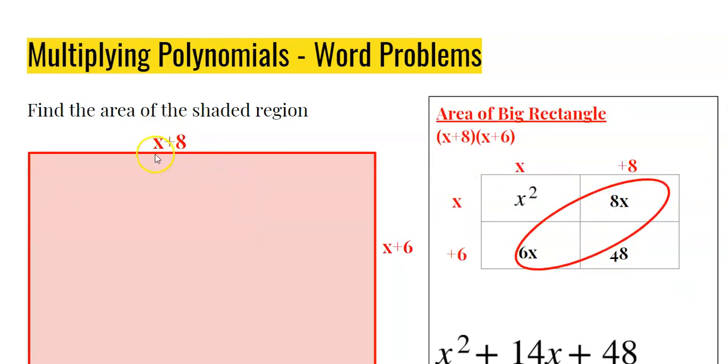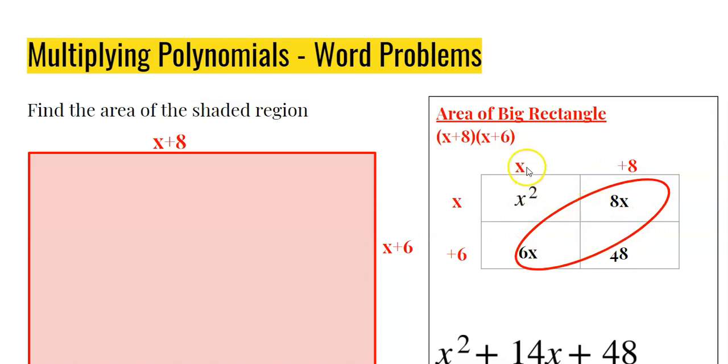I have x plus 8 as my length, x plus 6 as my width. I know the area of a rectangle is length times width, so I'm going to multiply these two. This is what we did last time. Now this time, don't be mistaken, this is a binomial by a binomial. 2 terms, 2 terms. So we don't need a 3 by 2 box. We're going back to my 2 by 2 box.